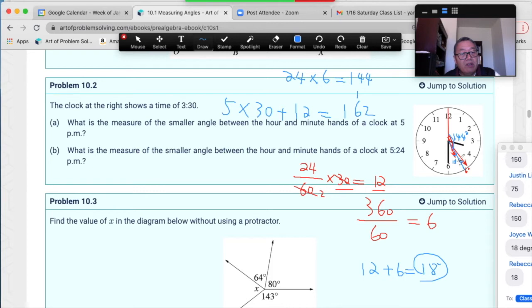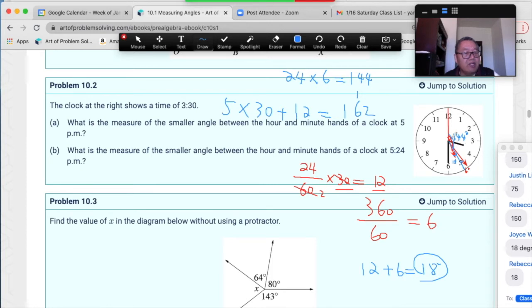One way, you compare everything with 5 o'clock, this blue line. The hour's hand forms an angle with this blue line, that's 12 degrees. Then the minute's hand forms an angle with this blue line, that's 6 degrees. So you add them together, and you get 18 degrees.